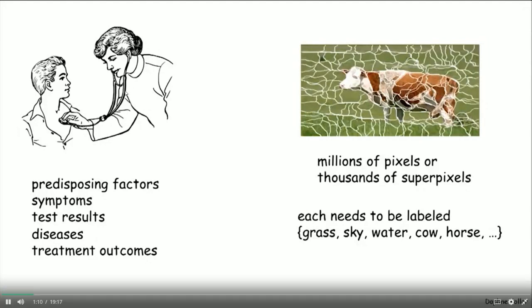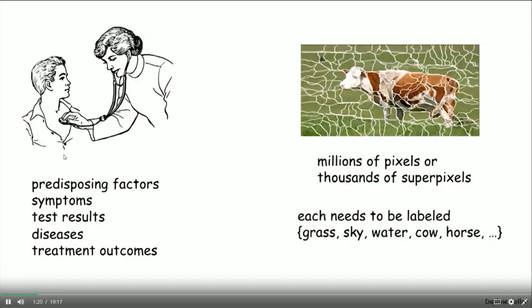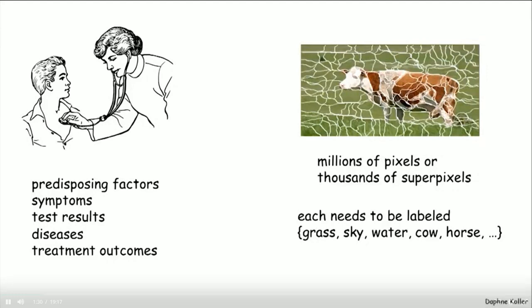What do these two problems have in common? First, they have a very large number of variables that we have to reason about. In the context of the doctor, it's all these predisposing factors, test results, possible diseases, and so on. And in the context of the image segmentation, it's the labels for these different pixels or these larger regions called superpixels. The second thing that these applications have in common is that fundamentally there is going to be significant uncertainty about the right answer, no matter how clever the algorithms that we design.